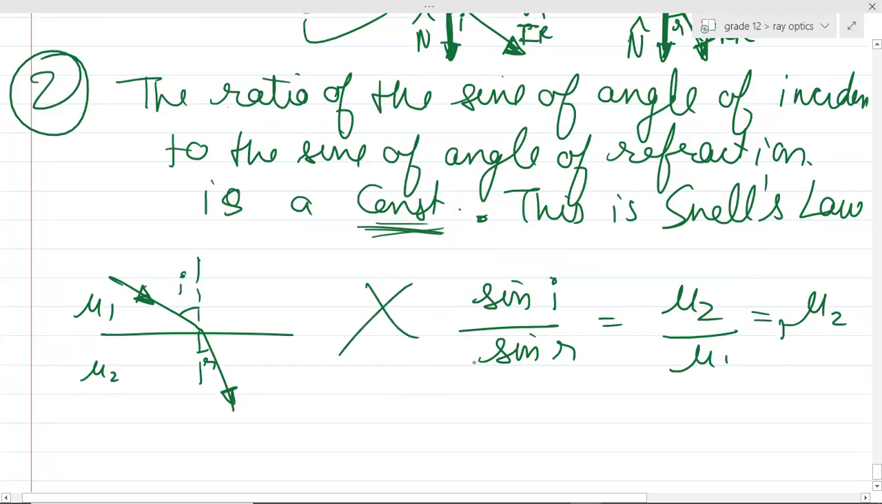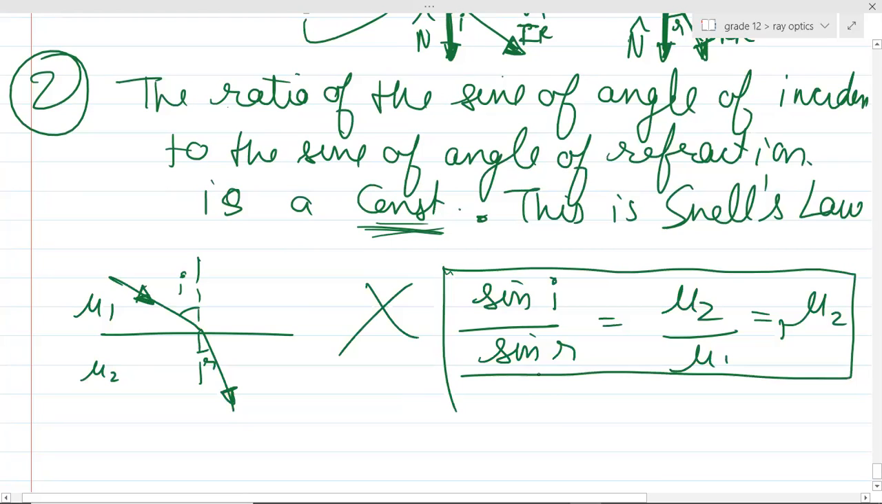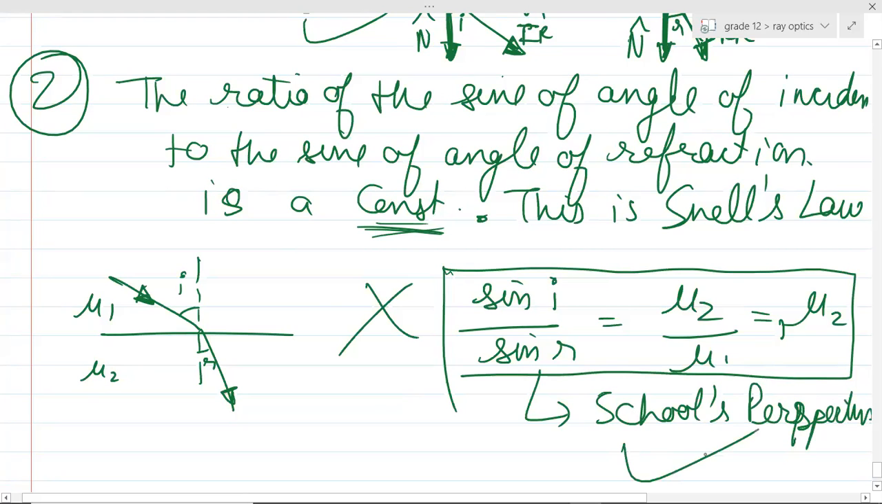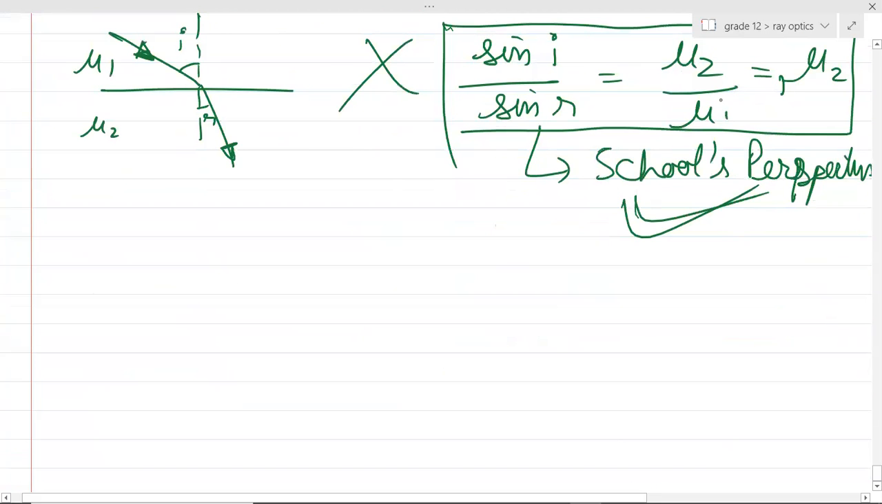Never ever remember it like this. It's okay if you write it from the school perspective. If you write it with the school's perspective, it's correct. But whenever we have to apply it in competitive exams, never use it like this. Use it like this. Can you see, sine of angle I multiplied by mu1? So mu1 into sine I should be equal to mu2 into sine r.